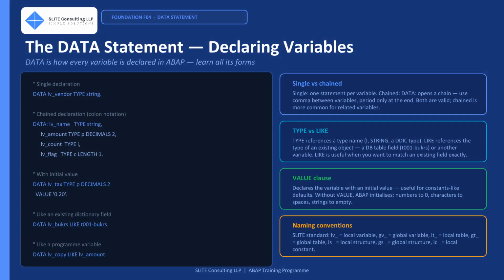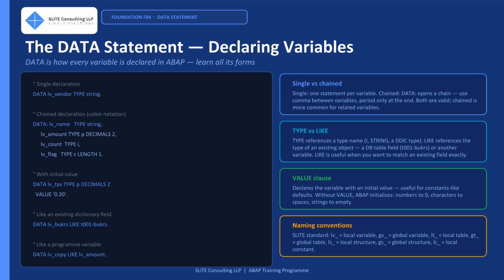The data statement declares variables. You can declare one variable per statement or use the colon notation to chain multiple declarations. Data, followed by each variable and its type separated by commas, with a final period. The colon is opened once and closed by the period.